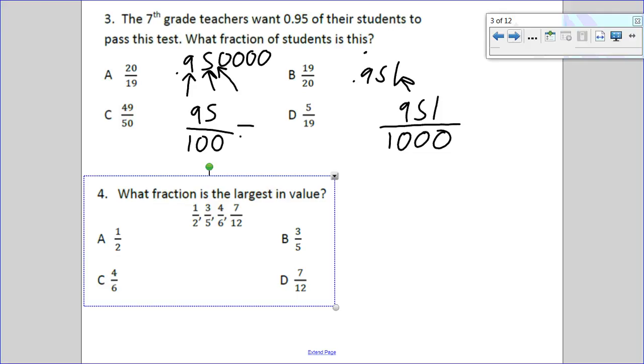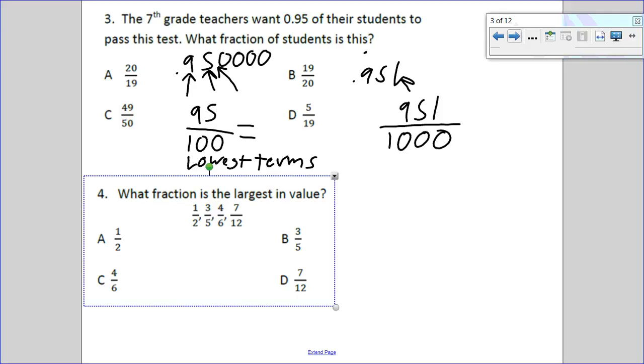Okay? Now, we don't see 95 over 100 as an answer choice. And the reason we don't is because this fraction is not in the lowest terms. Okay? So it needs to be in lowest terms. Well, the way you get a fraction in lowest terms, there's a couple of ways, but I think probably the easiest way is to just look at both the top number and the bottom number and try to think of a number you could divide evenly into both of them.